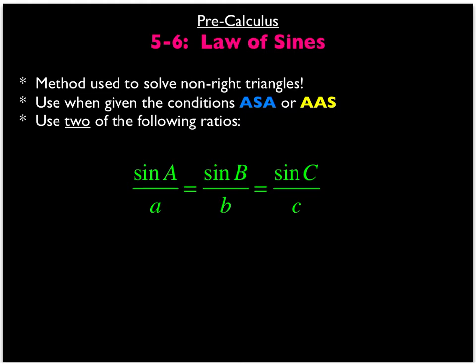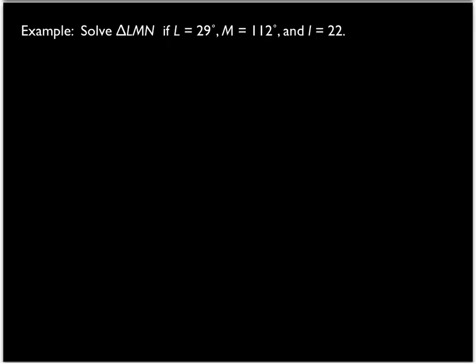And the law of sines is nice to use because it's so easy to remember. Basically it's the sine of an angle over the length of the opposite side. And the law is actually written like this with three different ratios, but you just need to use any two of the three to find your missing side or angle or to solve that triangle. Alright, let's take a look at an example of how this might work out here.